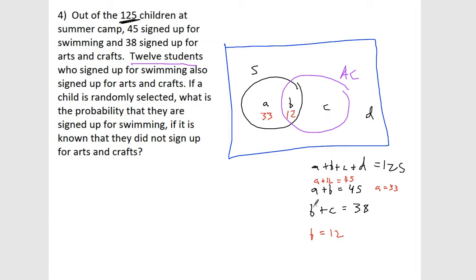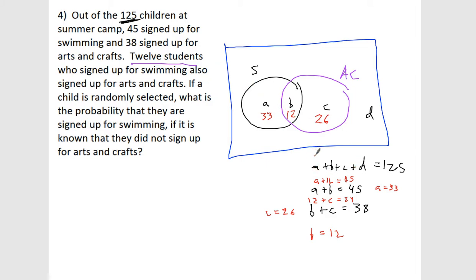And then I also know that B is still 12. So 12 plus C equals 38. Subtract 12 and I get C equals 26. And then I can use all three to figure out what no one signed up for. And again, notice I haven't even determined what the question's even asking. I'm just organizing my information to figure out what students did what at the summer camp.